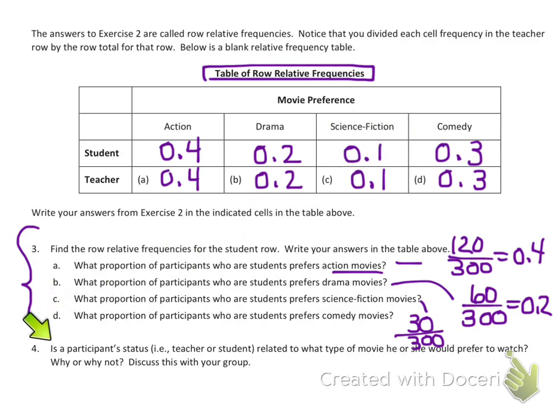Okay, so is a participant's status, i.e. teacher or student, related to what type of movie he or she would prefer to watch? Why or why not? So I'd like you to pause the video and either discuss it with somebody or just think about it. Think about, would knowing if someone is a student or teacher help you to predict their movie preference?